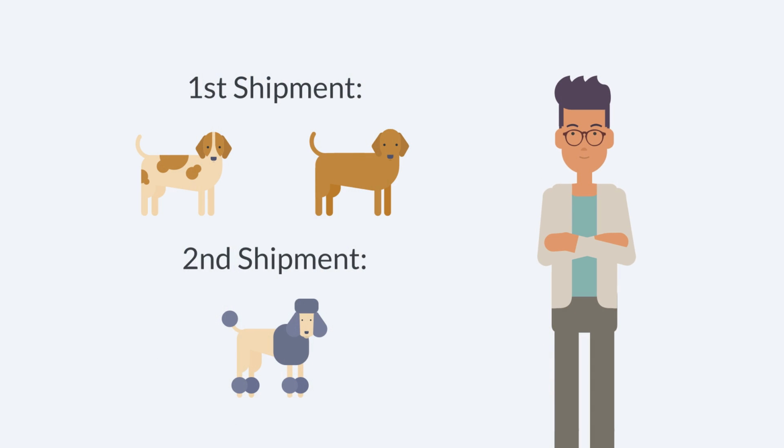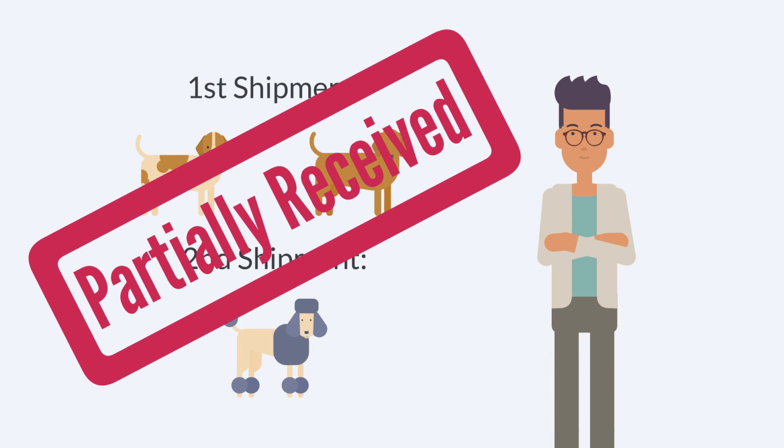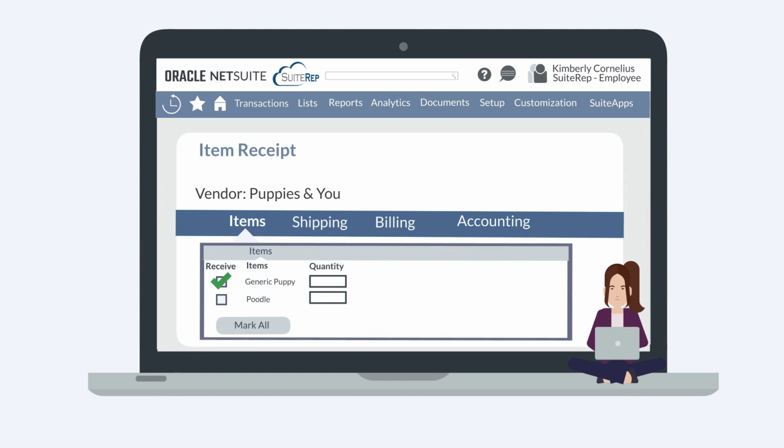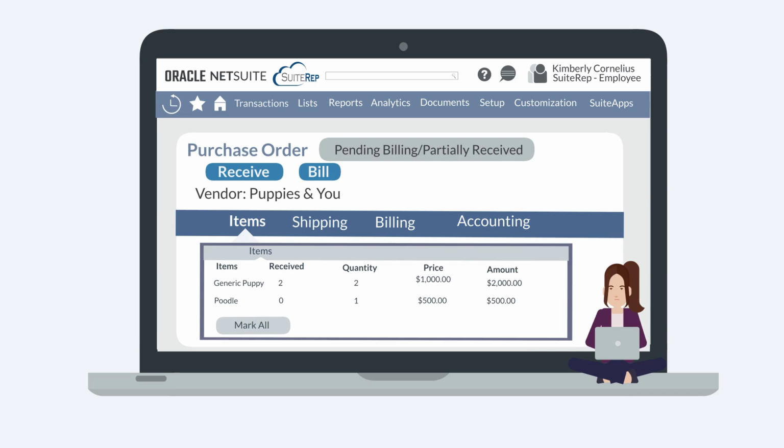The vendor may fulfill your order in multiple stages. When that happens, you would need to mark the order as partially received. To do this, simply check the Receive box next to the specific items on the order that have been received and save the record. The original purchase order will have the status of partially received, and you will be able to easily see which items are still pending receipt.